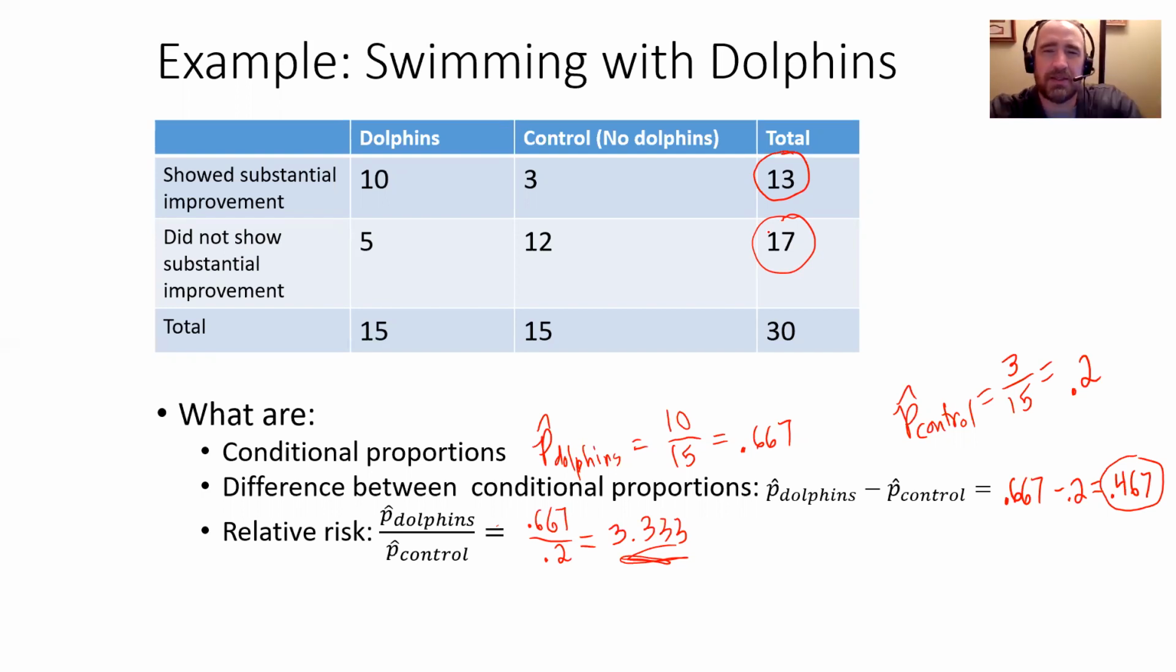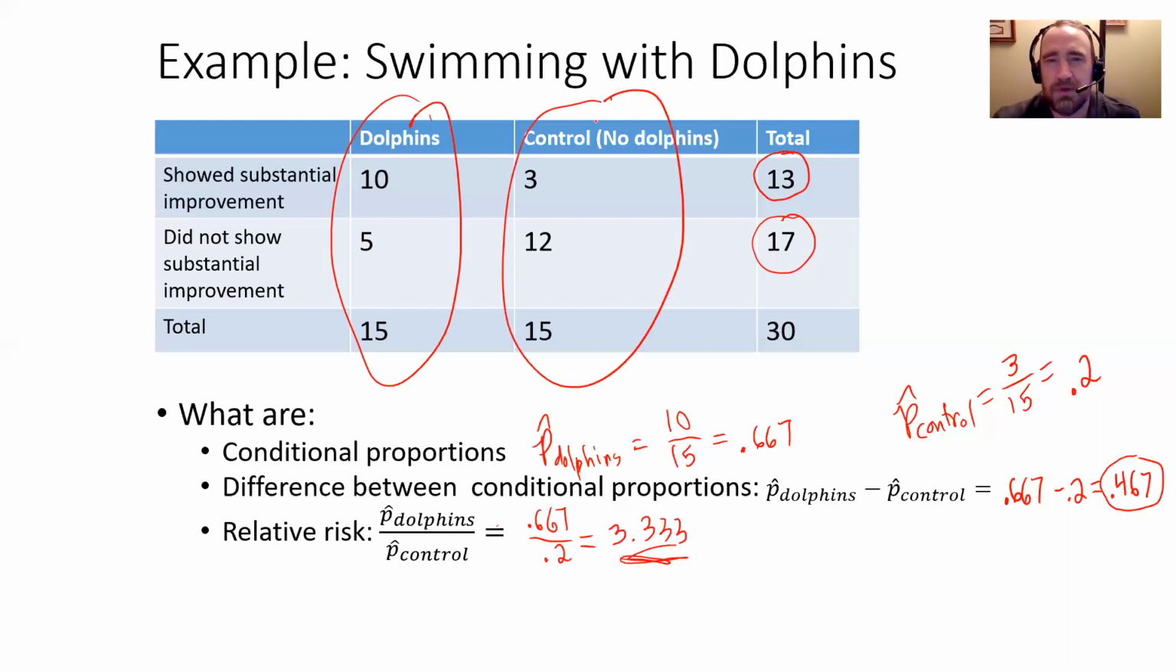An easy way to think about this was to think about little cards. If I had 13 green cards, green showing they're the improvers, and 17 red cards, they're the ones that weren't going to improve. And I put them in a big stack of 30 and I just shuffle up all my cards. And then I deal out 15 for my dolphins group and 15 for my control group. And then I can simply see how many successes showed up here in my dolphins group and how many in my control group.